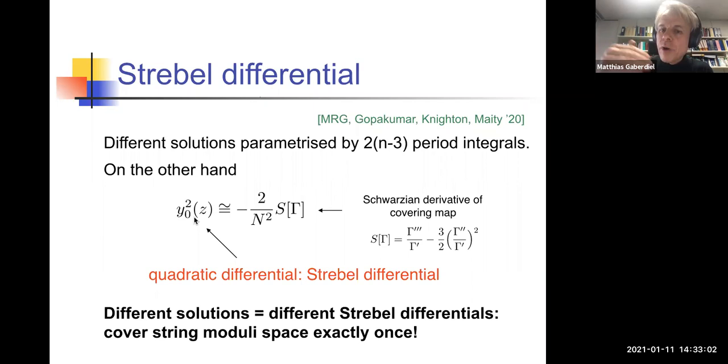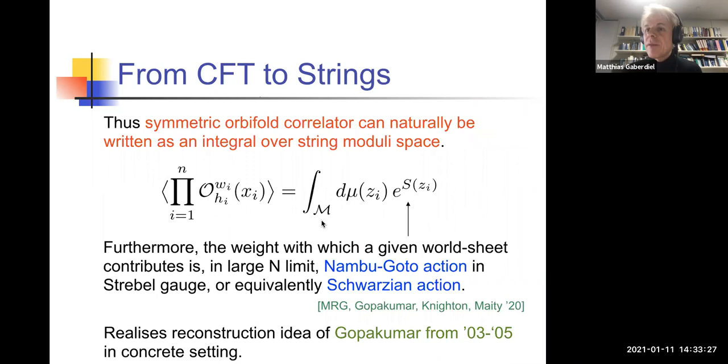But that's exactly what we are instructed to do. We are instructed to sum over all the covering surfaces. The different covering surfaces or covering maps become the different solutions of this matrix model. The different solutions of these matrix models are exactly in one-to-one correspondence to the different Strebel differentials. And therefore, the sum over all the covering maps simply becomes the integral over moduli space from the point of view of the dual CFT.